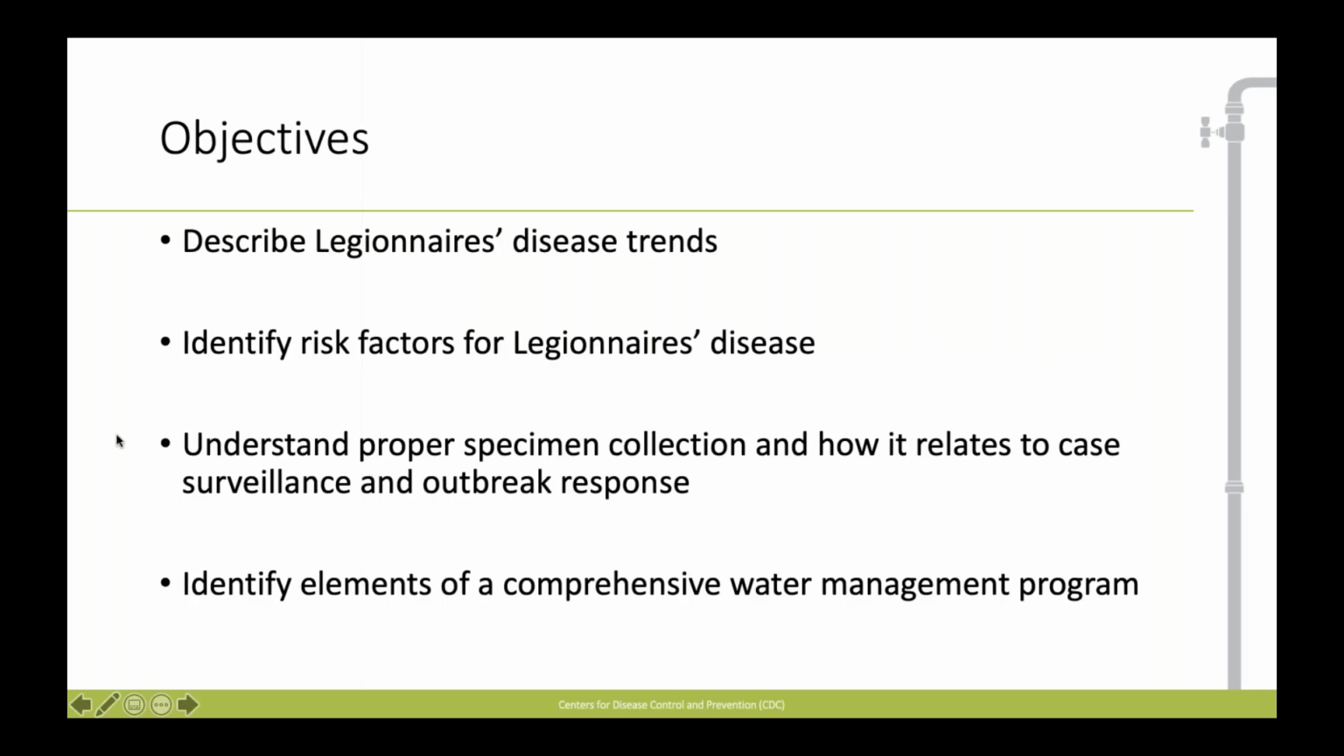So today I have a few objectives that I want to make sure I cover, and then I also want to make sure I leave plenty of time for question and answer. First, talk a little bit about what Legionnaire's disease is and describe trends in the United States over the last 5, 10, 15, 20 years. Identify the risk factors for Legionnaire's disease and how to test for this condition. Understand proper specimen collection and how it can relate to case surveillance and outbreak response. And then finally, identify the elements of a comprehensive water management program to prevent Legionnaire's disease from occurring in the first place.